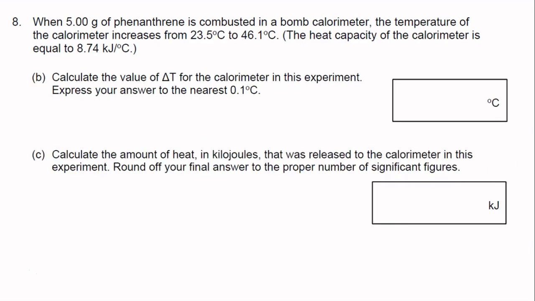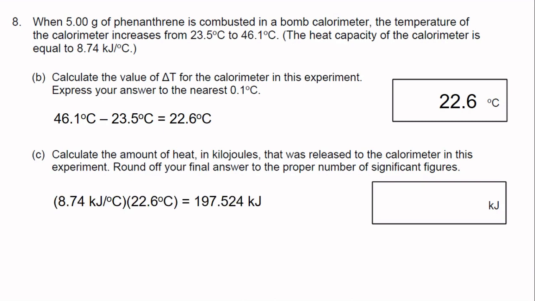Now on to part B. Calculate the delta T, that's just the difference in temperature. 46.1 minus 23.5. My delta T is 22.6 degrees Celsius. We're not going to do MC delta T in this case because there's no grams to cancel out. But we are going to multiply 8.74 kilojoules per degree Celsius times the delta T, and we get 197.524. Let's round that off to 3 significant figures, so 198 kilojoules.